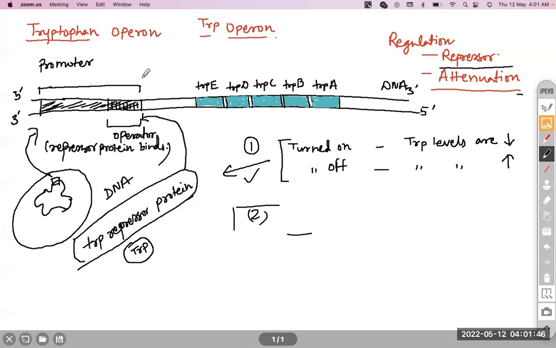Here the role of the operator comes. This operator is the stretch of DNA which is recognized by a regulatory protein called TRP repressor. When the repressor binds to the DNA of the operator, it keeps the operon from being transcribed by physically getting in the way of RNA polymerase, the transcription enzyme.